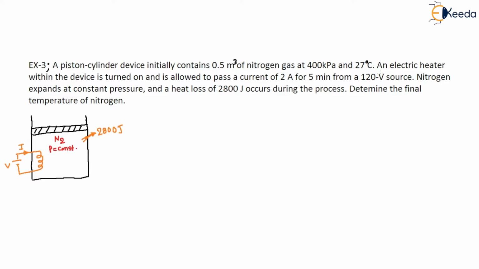Now there is a heating process, an electrical heating. So this is your electrical heating. We cannot say that electrical heating is either a heating or a work interaction process; first we will examine that. Within the device, it is turned on and allowed to pass a current for 5 minutes from a 120 volt source, right? This is the source. The nitrogen expands at a constant pressure, right?